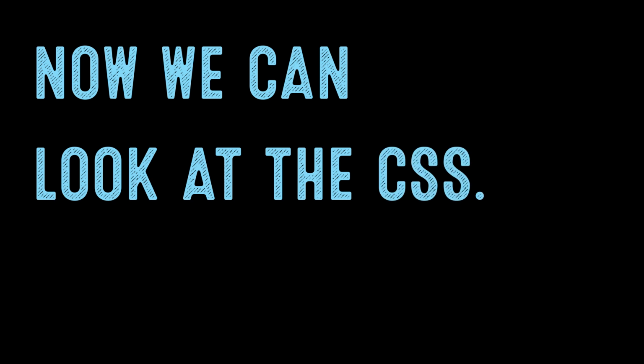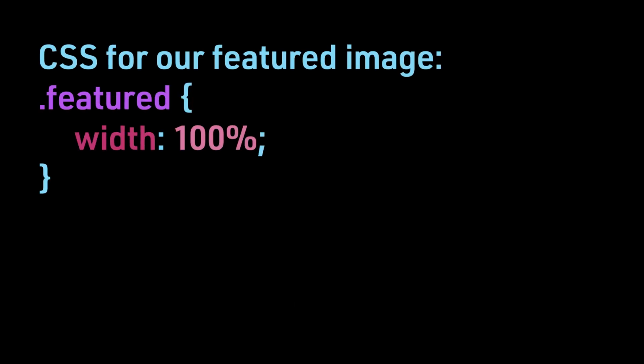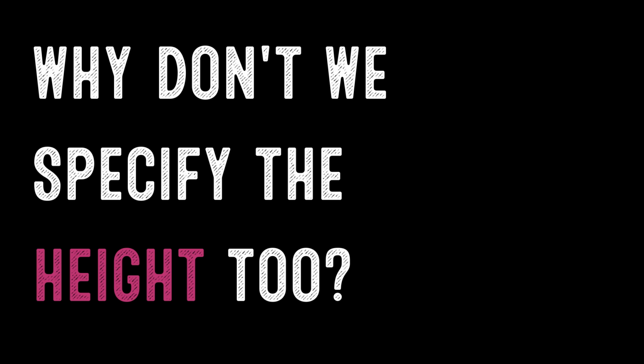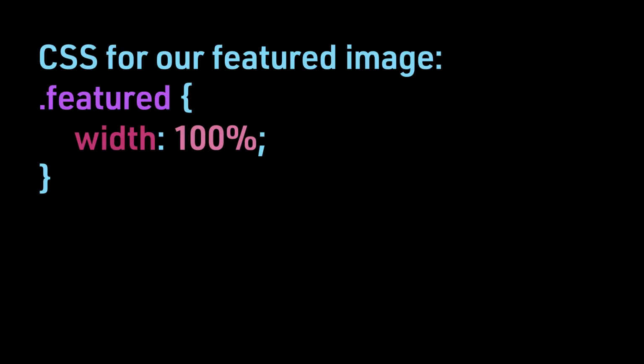Now we can look at the CSS. What would be the CSS of our featured image? Here's the CSS for our featured image. We target that image by having a selector that says period featured because it is a class attribute. And we set the width to 100%. This is fairly simple. We want the image to span the full width. Why don't we specify the height too? The default is for the height to be auto and display proportionally.